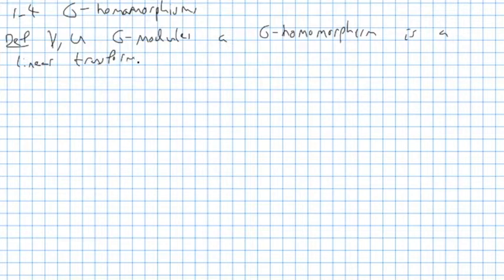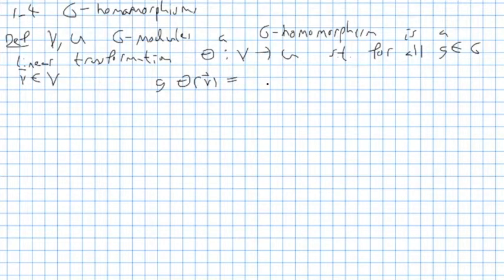So if we have two modules of the same group G, G-modules V and U, then we say that a G-homomorphism is a linear transformation theta from V to U that preserves the action of G on both V and U, such that for all g in the group and v in V, we have that g of theta v is the same as theta of gv.